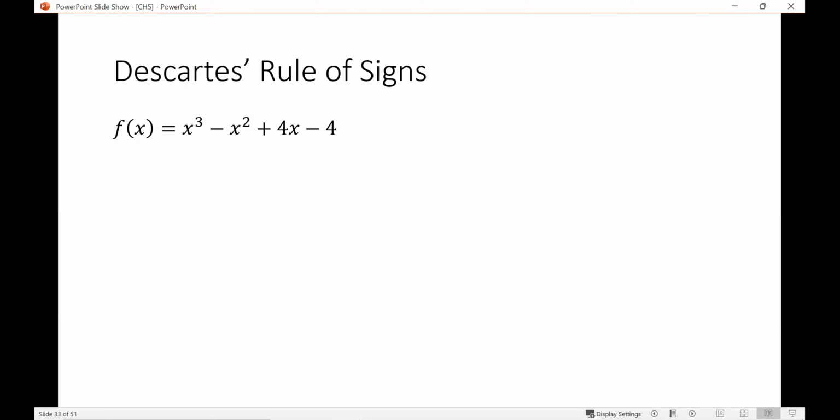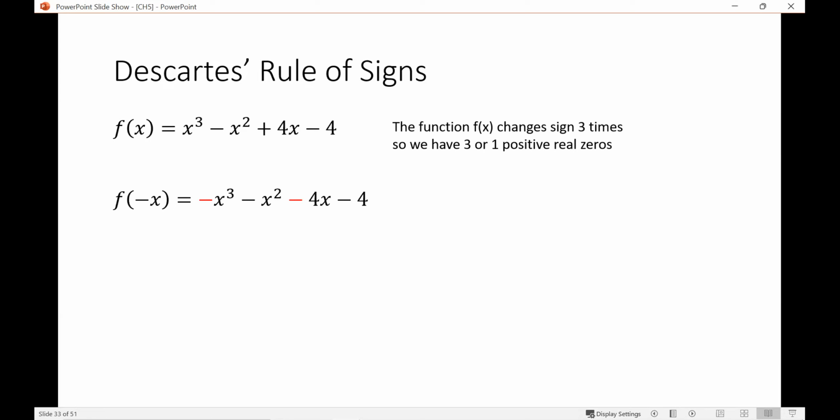Here, our function changes sign 3 times. The first term to the second term is positive to negative. The second to the third is negative to positive, and the third to the fourth is positive to negative. So our function changes sign 3 times. So we have 3 or 1, because that's less by 2, positive real zeros.